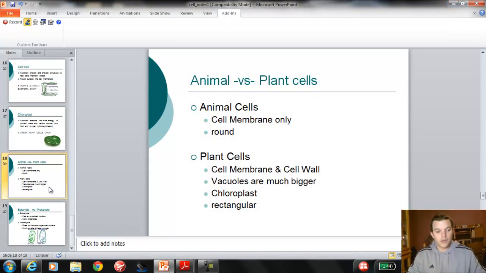All right, so to round this out, when we compare animal and plant cells, animal cells have only the cell membrane and they're typically more round. When you look at plant cells, they typically have a cell membrane and a cell wall. Their vacuoles are much bigger because they're storing that water. And the chloroplasts are found in the plant cells and they're not found in the animal cells. And they typically have more of a rectangular shape.